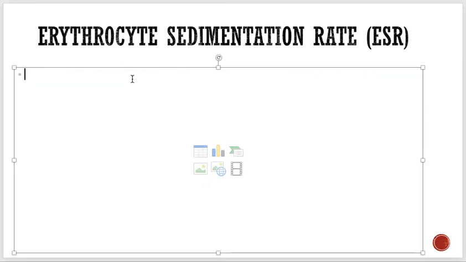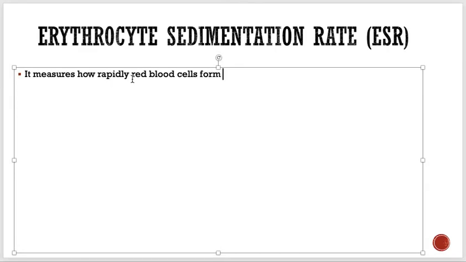So now, what is ESR? The erythrocyte sedimentation rate simply measures how rapidly the red blood cells form sediment when a column of blood is kept upright for 1 hour. So that's why I showed you that photograph, because that shows ESR completely.